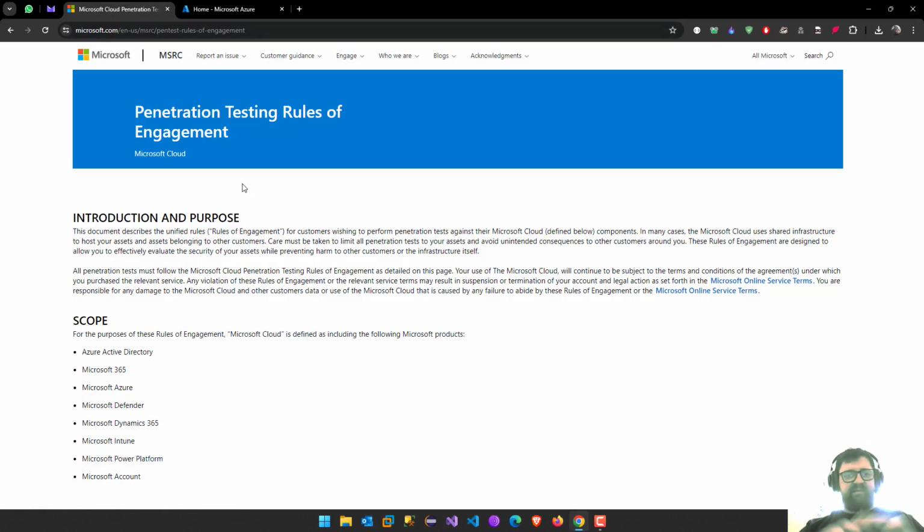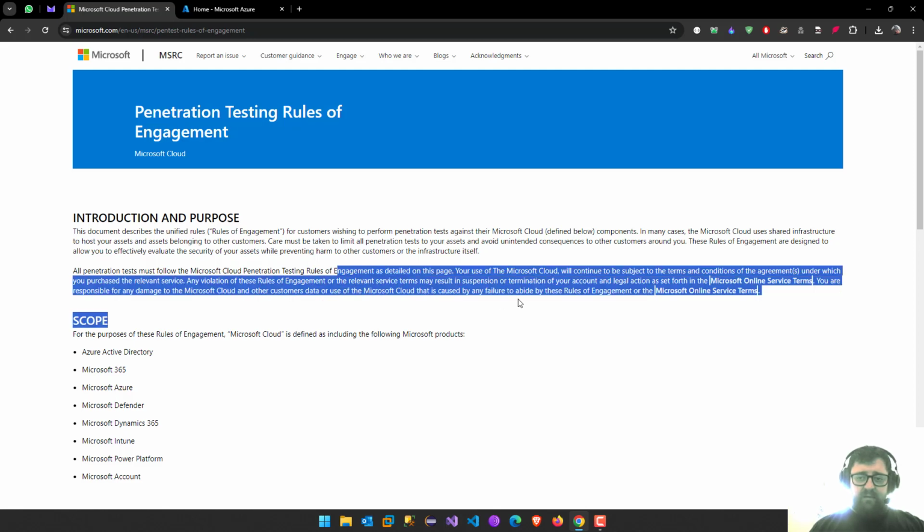Okay, before starting anything, we have to read the rules of engagement. Here we have the introduction and purpose of these rules. It says that we cannot perform pen tests on other clients' cloud services, and we have to warn or contact Microsoft before we start. So we have to send a letter. I already sent mine, and I always send it repeatedly, so I recommend you guys do the same.